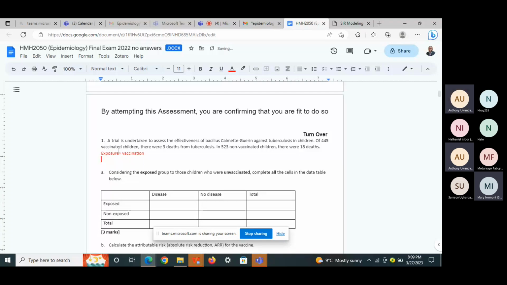Now, of 445 vaccinated children, that tells us that 445 children were vaccinated, right? So that means the total number of people that were exposed were 445. So we will have our total exposed here as 445.